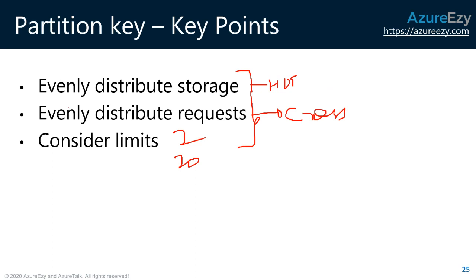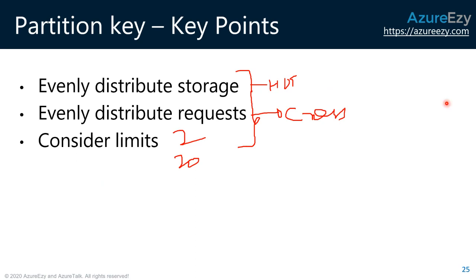We have already understood the concept of evenly distributed storage because we don't want hot partitioning. We understood evenly distributed requests because we don't want cross partition queries, and we always keep in mind the limits, right?